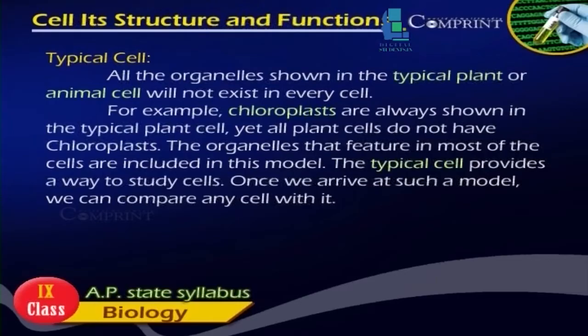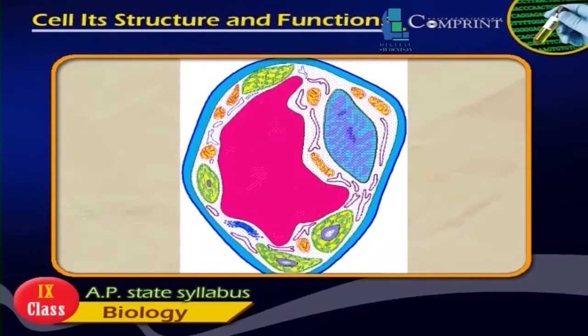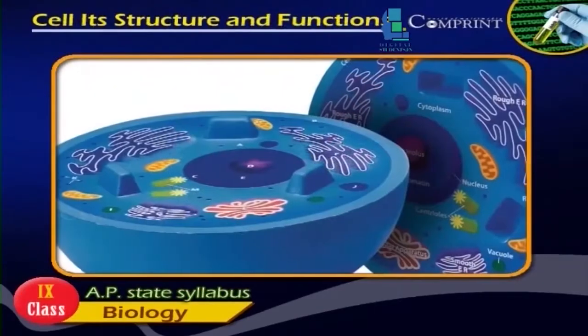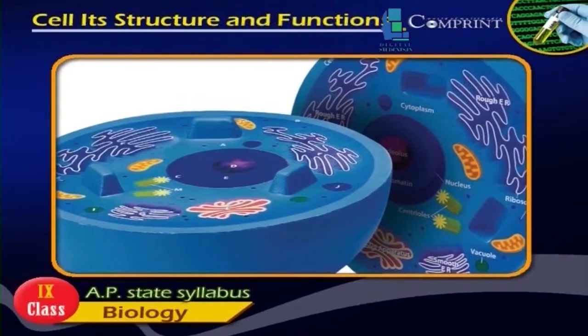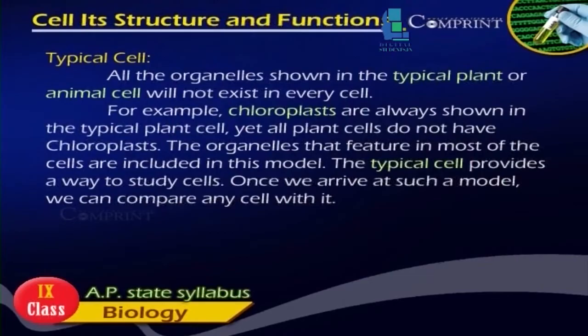Typical cell. All the organelles shown in the typical plant or animal cell will not exist in every cell. For example, chloroplasts are always shown in the typical plant cell, yet all plant cells do not have chloroplasts. The organelles that feature in most of the cells are included in this model. The typical cell provides a way to study cells. Once we arrive at such a model, we can compare any cell with it.